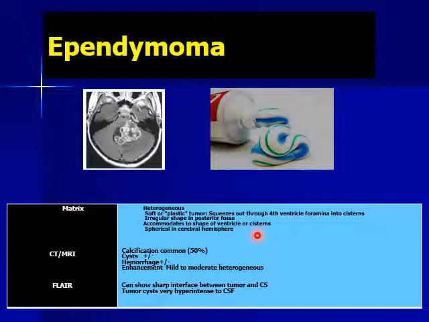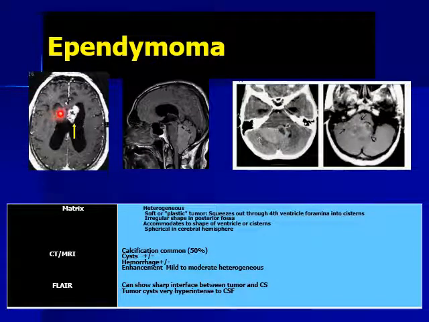calcification is common, cysts are common, hemorrhage can occur, enhancement is mild to moderate and heterogeneous, and in FLAIR you can see a sharp interface between the tumor and the CSF, and the tumor cysts are very hyperintense to the CSF.